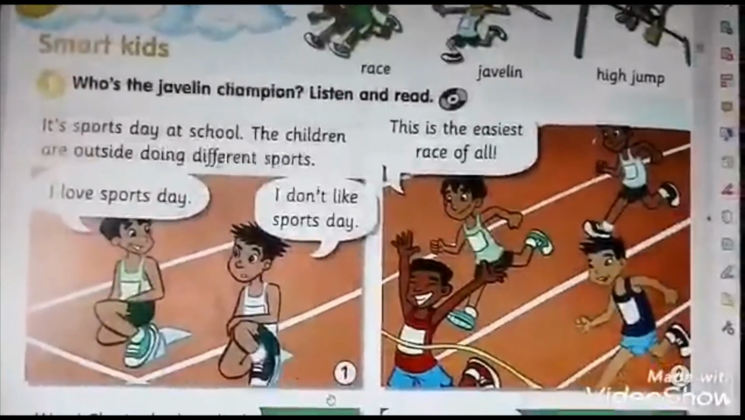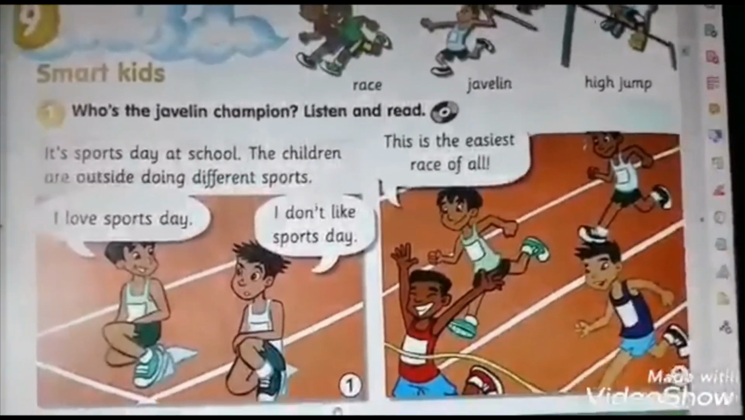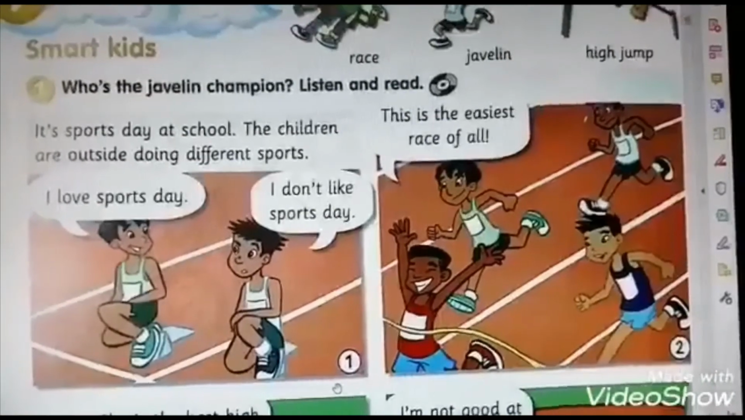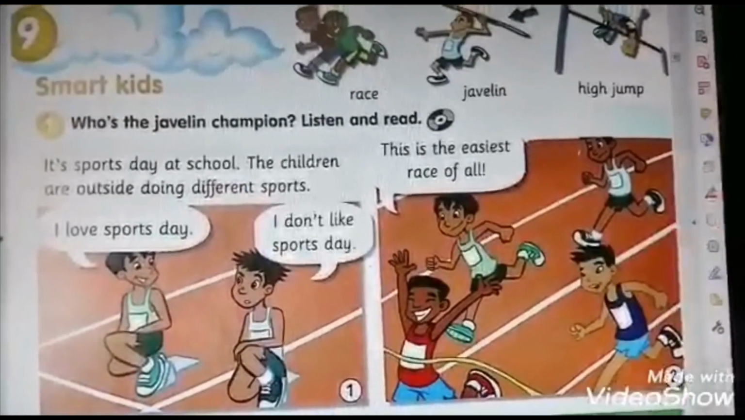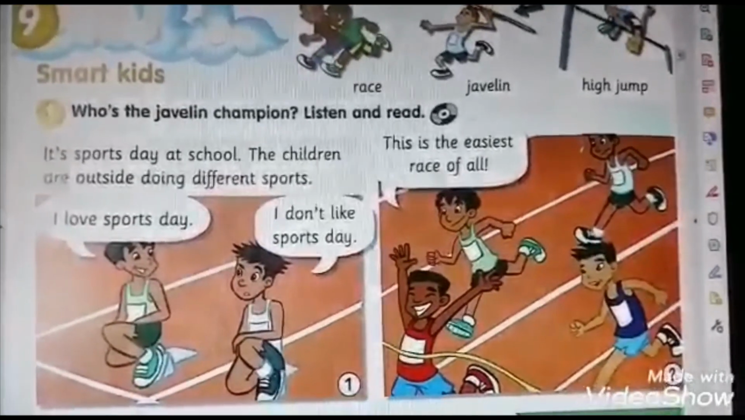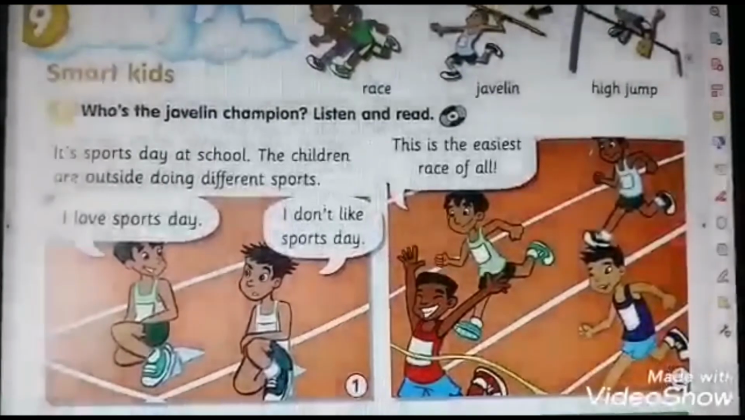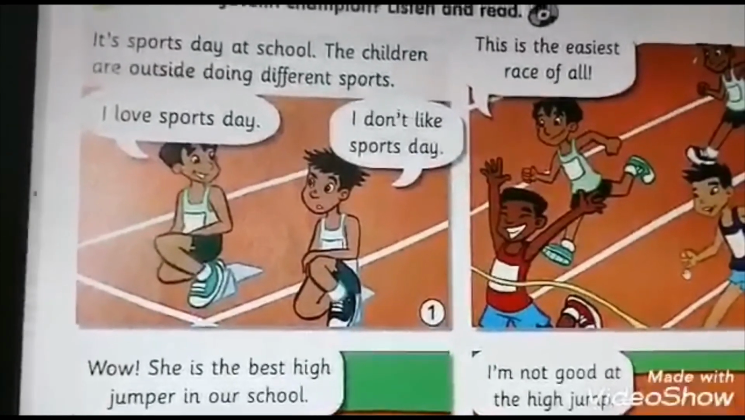I'm going to play the vocabulary for you. Are you ready? Module 9, Smart Kids. Vocabulary. Race. Javelin. High jump. Champion.